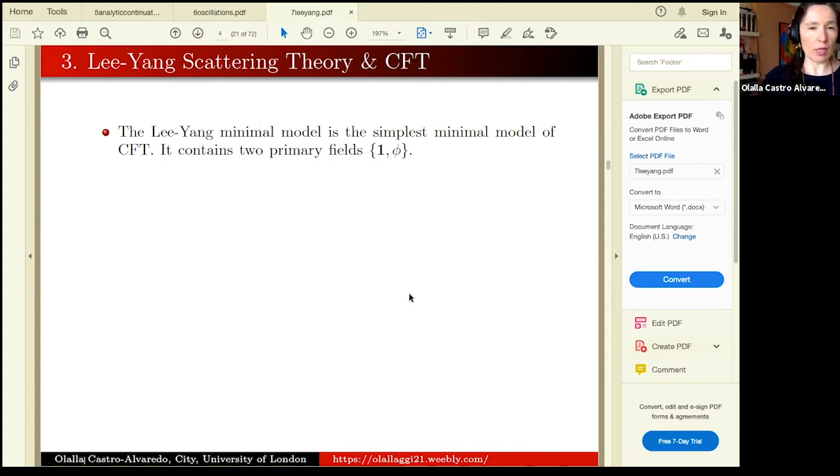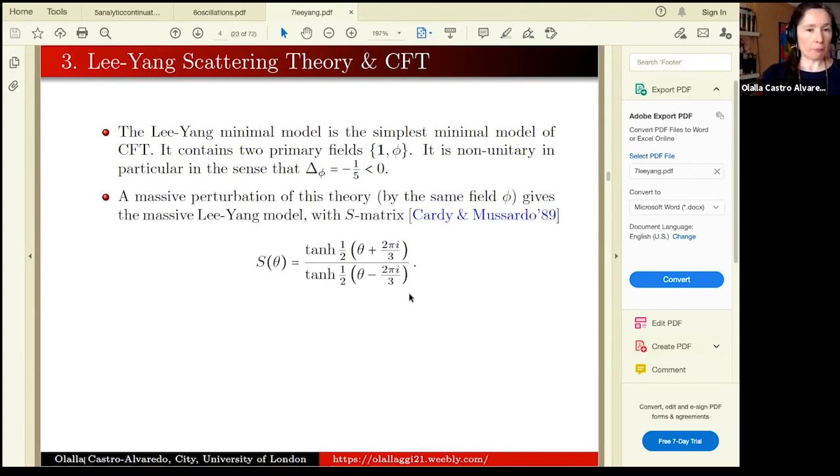This is what I was saying about the fields. There are only two fields, 1 and phi. Because the theory is non-unitary, this field phi has a negative conformal dimension, -1/5. If you perturb this theory with the field phi, you get a massive quantum field theory whose S matrix was famously found by Cardy and Mussardo. It's very simple. This is a theory that has a single particle, which interacts with itself, and the two-body scattering matrix is this.